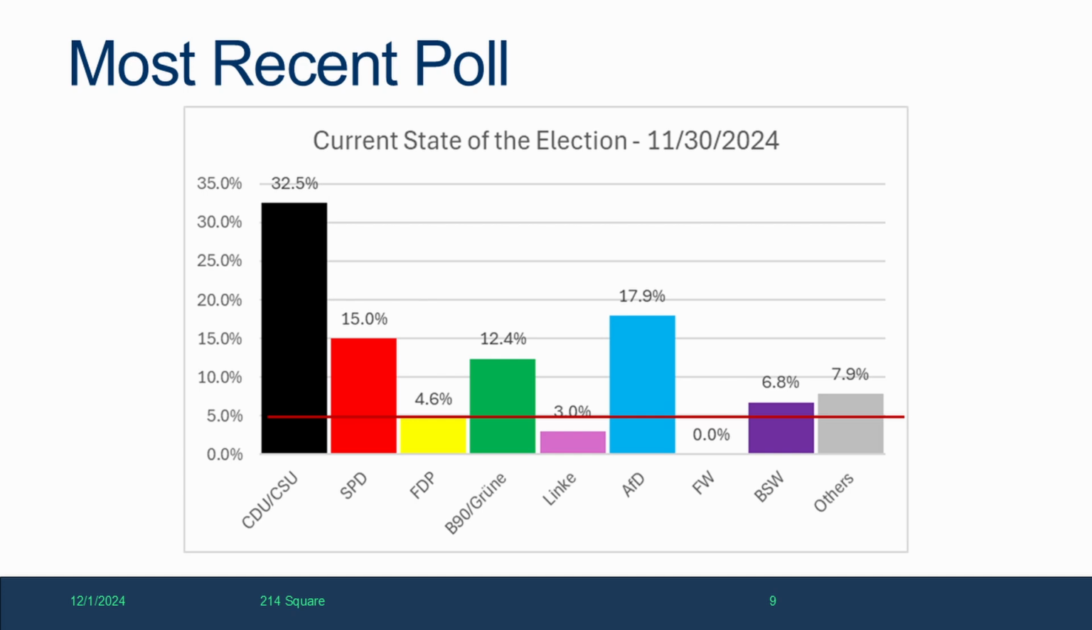Second strongest power in the parliament would be the AfD, 17.9%. Free voters or Freie Wähler wouldn't be in the parliament. And then there's also the Bündnis Wagenknecht, 6.8%. And then we have others, 7.9%. So this is what we have at the moment on a federal level. And of course, we will follow the results until election day. Then we will see what changes and what doesn't.